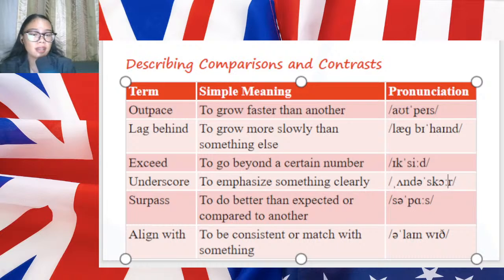Now in data, it means one figure has become larger than another. It often implies it has achieved a new high point in comparison. That is surpass. All right.